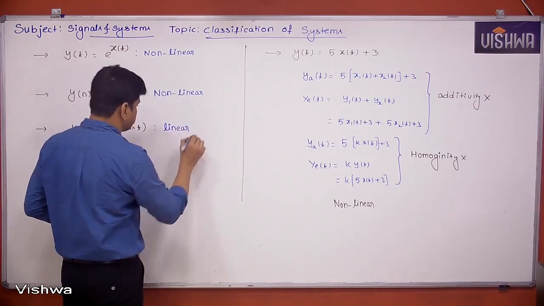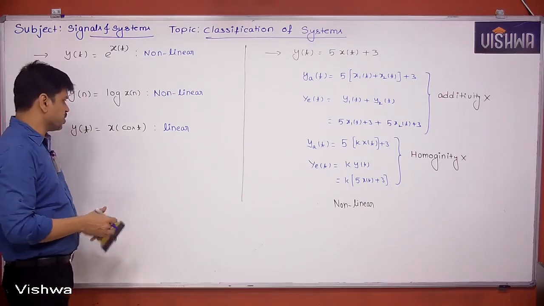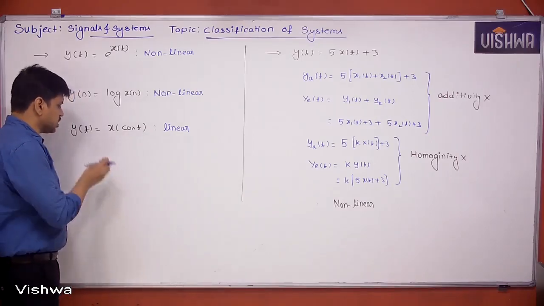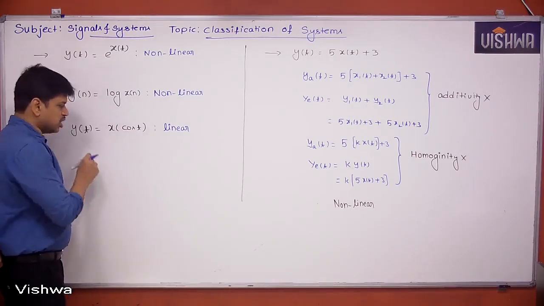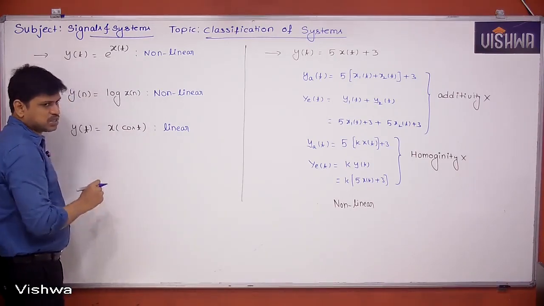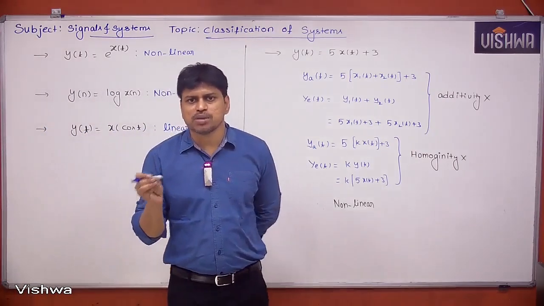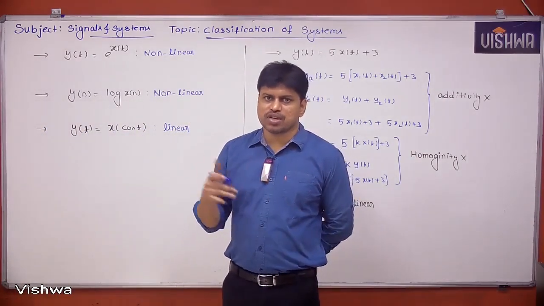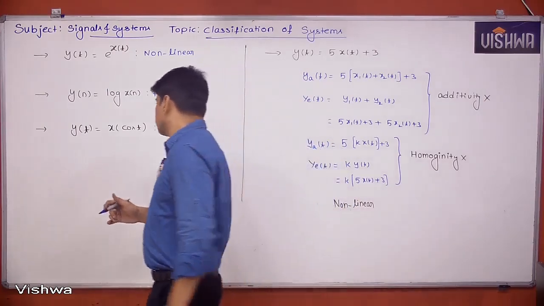Linear. How, sir? Please first try to understand what is the functionality of the system. Suppose if input is x of t, output is x of cos t. What is the function it has done? Simply, t has to be replaced with cos t. Whatever x of t is there, in that t has to be replaced with cos t. That's the meaning of it.